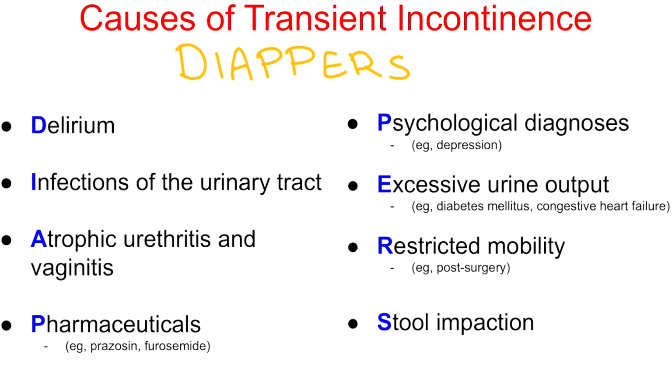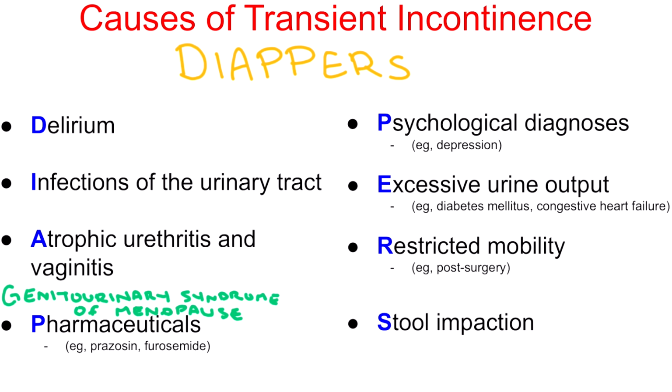I is for infection, specifically the urinary tract. A is for atrophic urethritis and vaginitis, and that's associated with menopause. And we'll discuss that menopause idea as it relates to transient incontinence on a future slide. And notice that diapers is spelled wrong here.